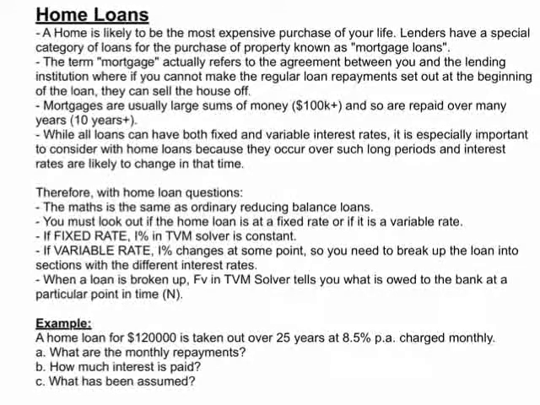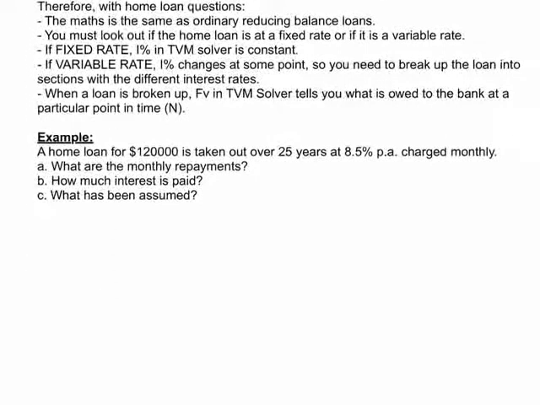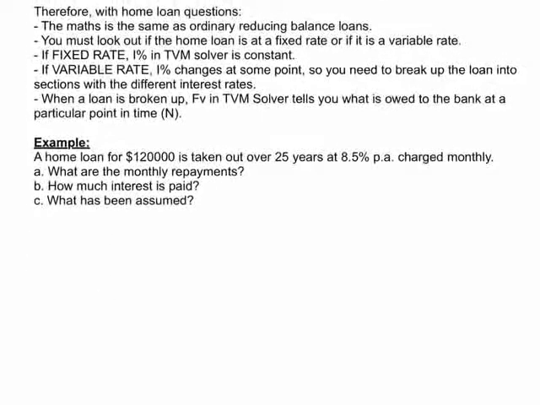So with home loan questions, the maths is all going to be the same. There's an ordinary reducing balance loan. All you have to really do is look out for whether the home loan stays at a fixed rate of interest or if it's a variable rate. If it's a fixed rate of interest, you don't need to worry about anything. You just treat it like a normal reducing balance loan. I% is I%. It stays like that in TVM Solver.